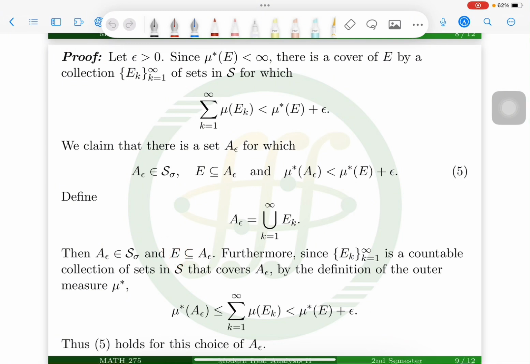So, furthermore, since the E sub K are a countable collection of sets in S that cover A epsilon, by the definition of outer measure we have this. So the outer measure of A epsilon is less than the above. Thus, 5 holds for this choice of A epsilon. So that holds.